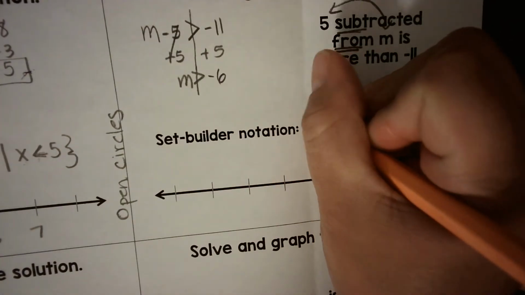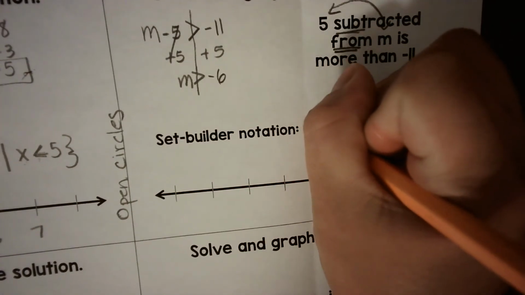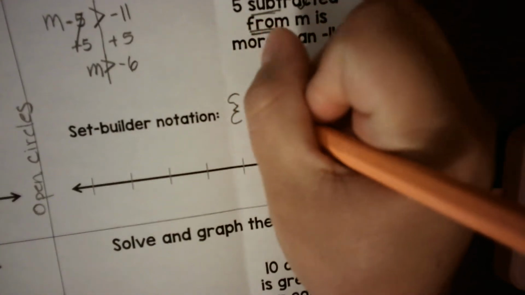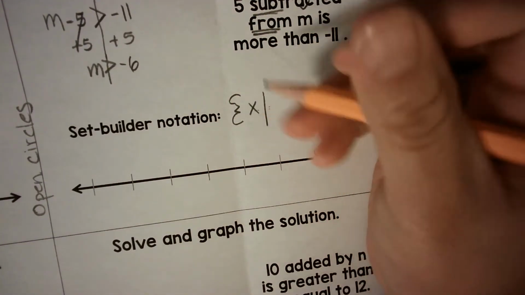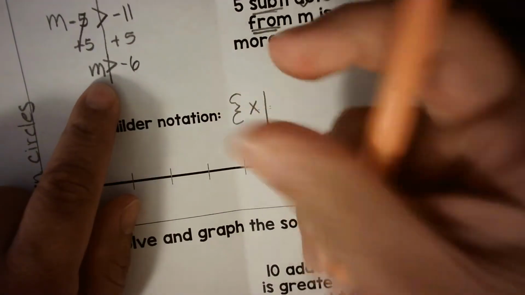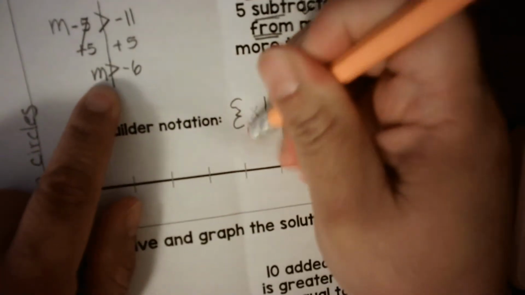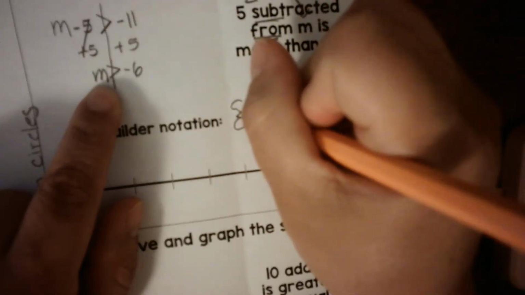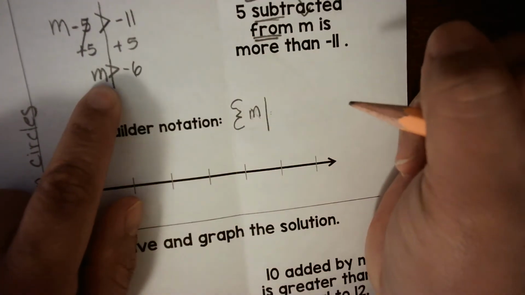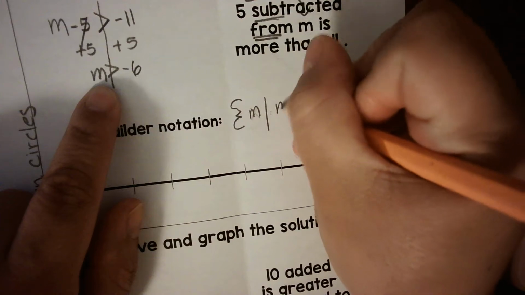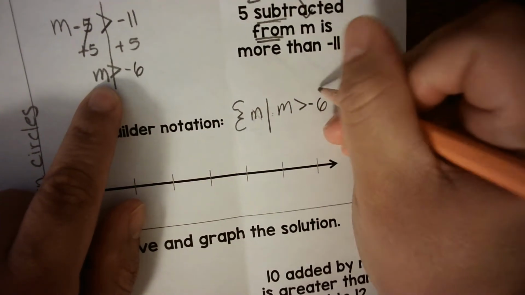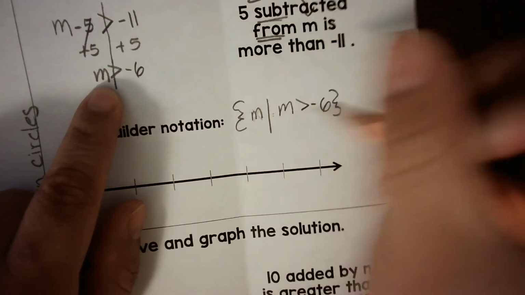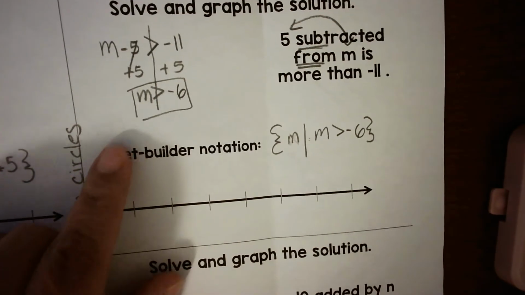Don't forget the set notation. We make these brackets. And we always write x with that bar. So all the set of x's such that. And then we're going to write this. Oh, it's not an x. This one, it is an m. The m's such that m is greater than negative 6. So it looks very much the same. Like I mentioned before, though, this is the answer that I would want in your homework assignment.